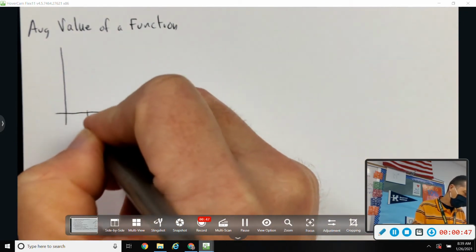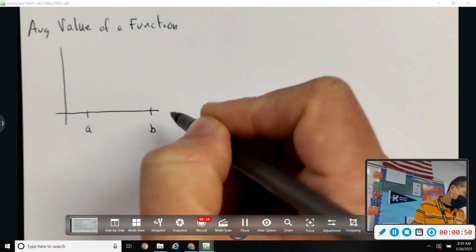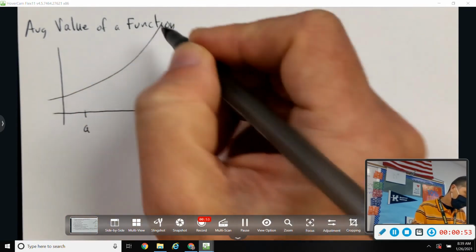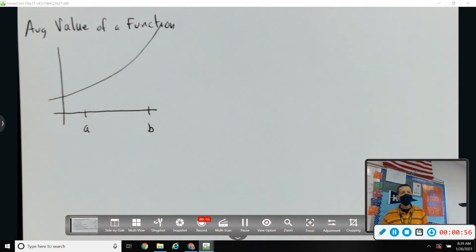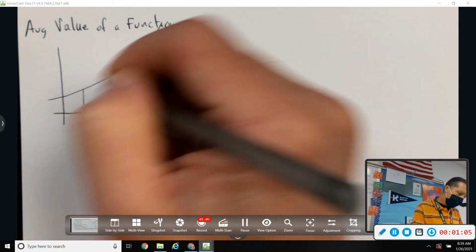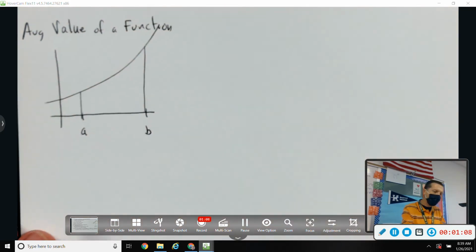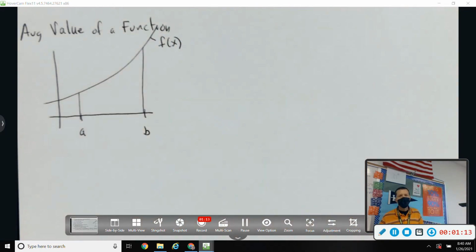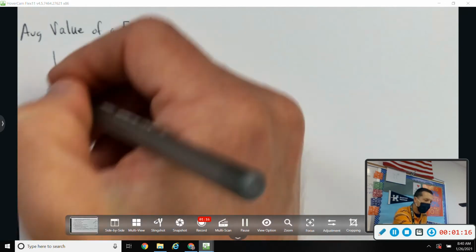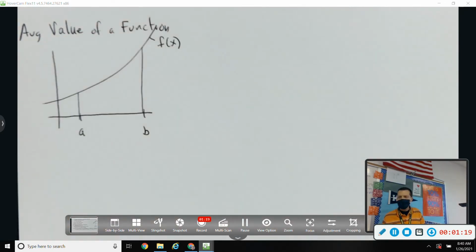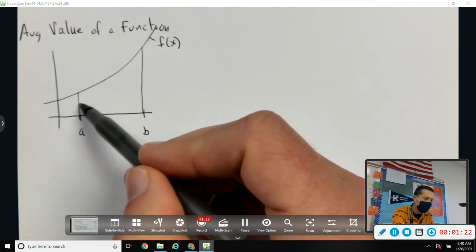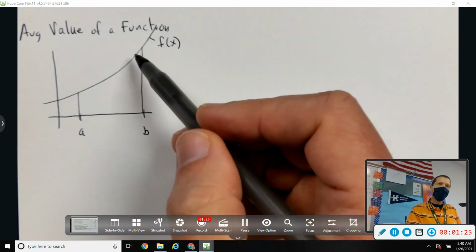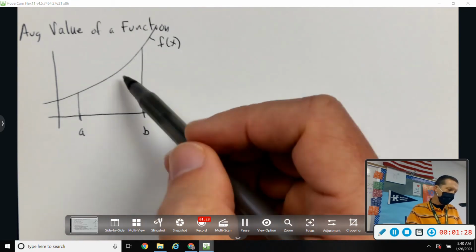Let's see if I can draw a picture here. Let's draw some function from A to B, something like that. Doesn't need to look exactly like that. And let's say our goal is to find the average value of that function from A to B. Well, even if there were y values over here, I don't know how to add all of those values up because there's an infinite number of values between A and B. So I'd like to add them all up, but that doesn't really seem possible.